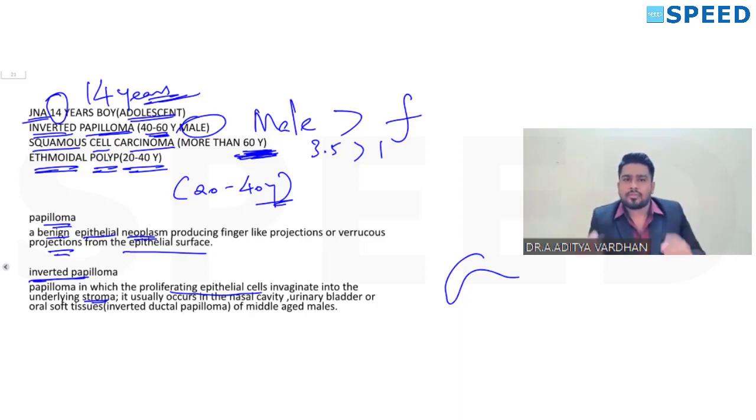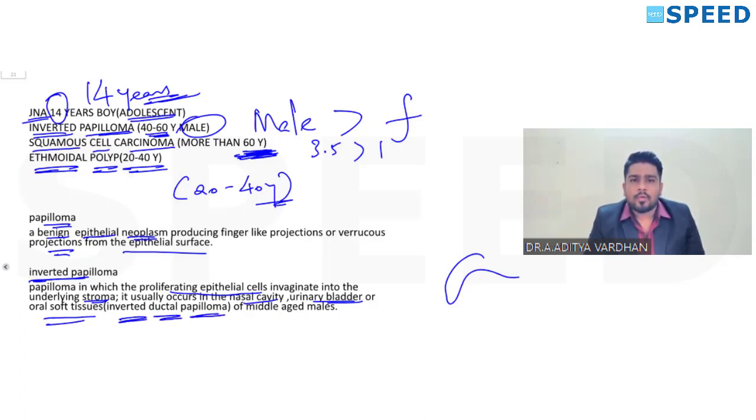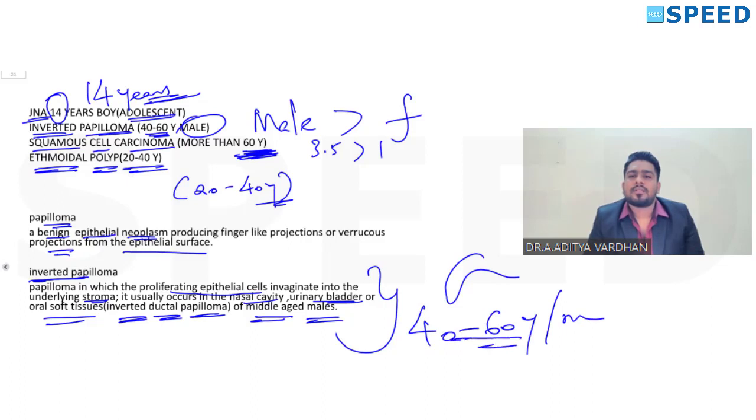It usually occurs in, what are the locations? This can be asked in future questions. Inverted papilloma, that special papilloma, can be present in the nasal cavity, urinary bladder and oral soft tissue. In the case of the oral cavity, it is called inverted ductal papilloma of middle-aged males. So what they are coming to say is that inverted papilloma itself is common in 40 to 60 years males, middle-aged males.